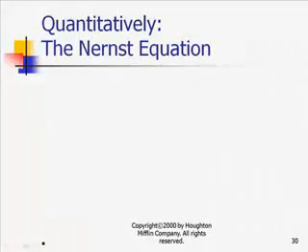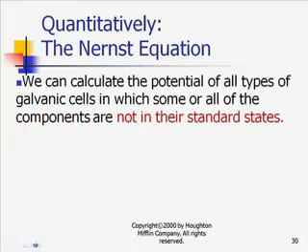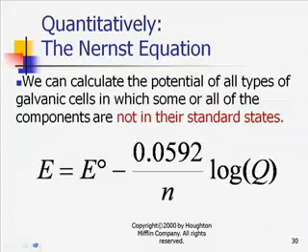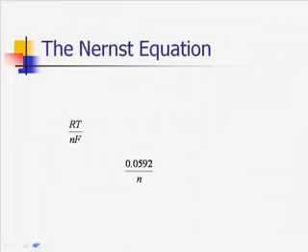Now, if we want a more quantitative look, we're going to use the Nernst equation. The Nernst equation, again, is used for cells that are not in standard state. And this is the basic form of the Nernst equation. There's another form that you'll see, which I'm going to derive on the next slide. So this is the standard form that you use most frequently.